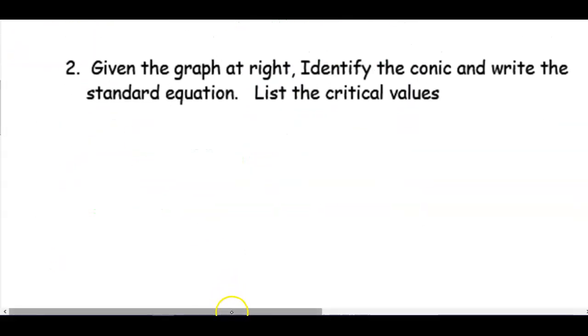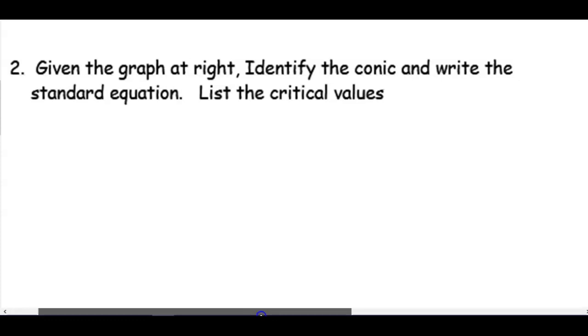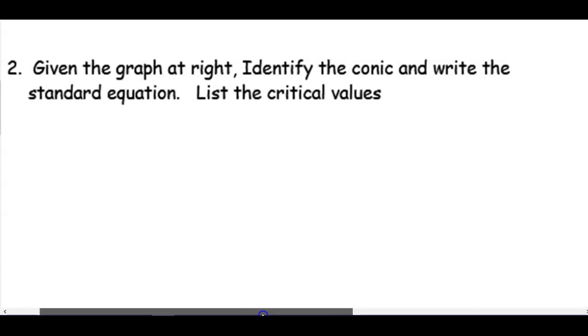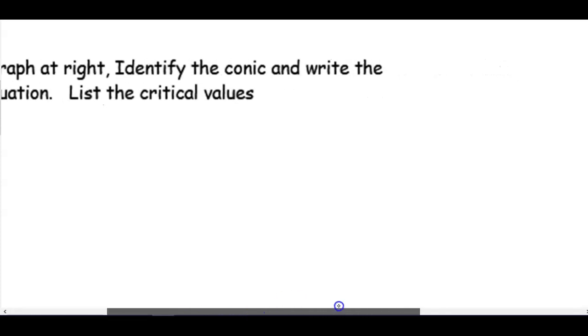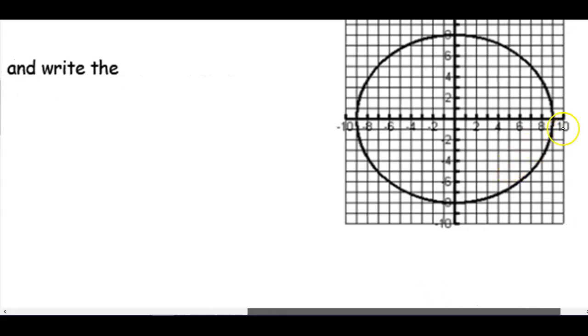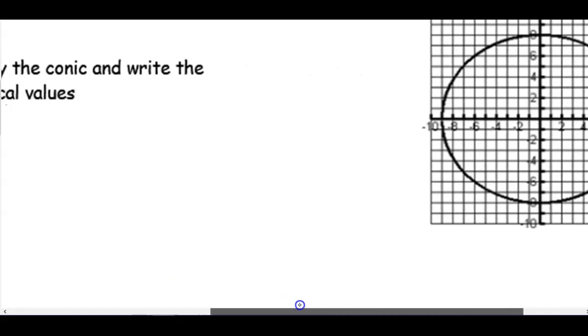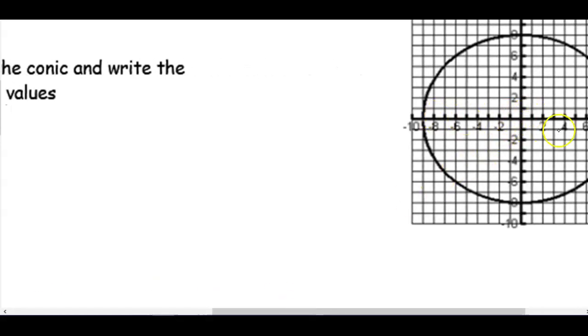All right, right here part 2, it says, given the graph on the right, identify the conic and, instead of the equation, list the critical values. All right, that's an ellipse, yeah, because that's 9, negative 9, and 8, negative 8. So this is an ellipse. So first of all, we find the center. The center here is easy.